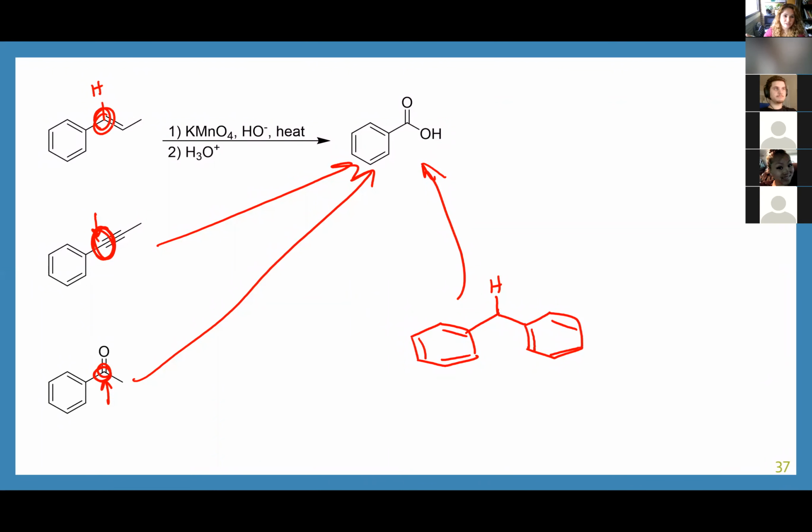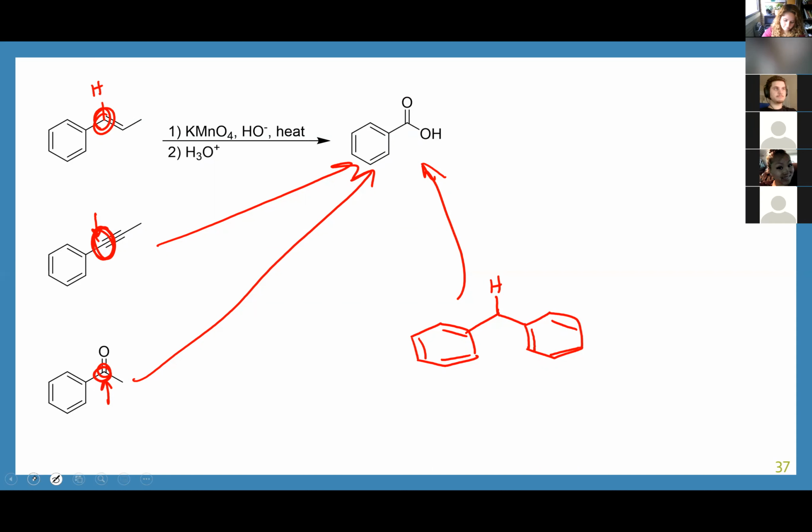Isn't this the best reaction that you've learned, right? There's only one possible outcome, and you only have to know like 2 rules, right? Is there a hydrogen, or is there a pi bond attached to the carbonyl? Or not carbonyl, the benzylic carbon.